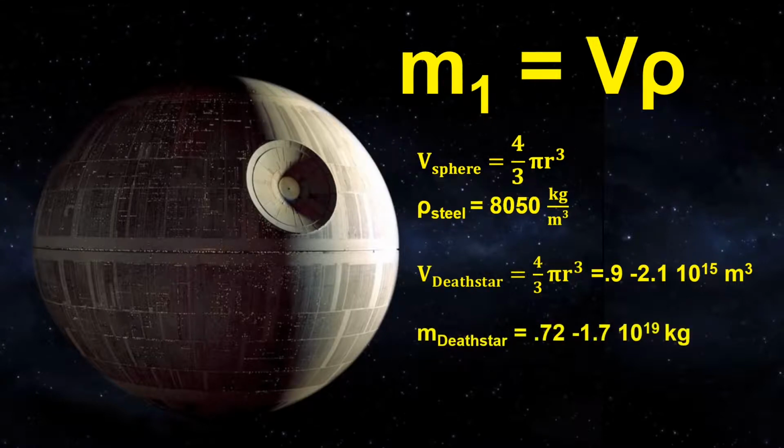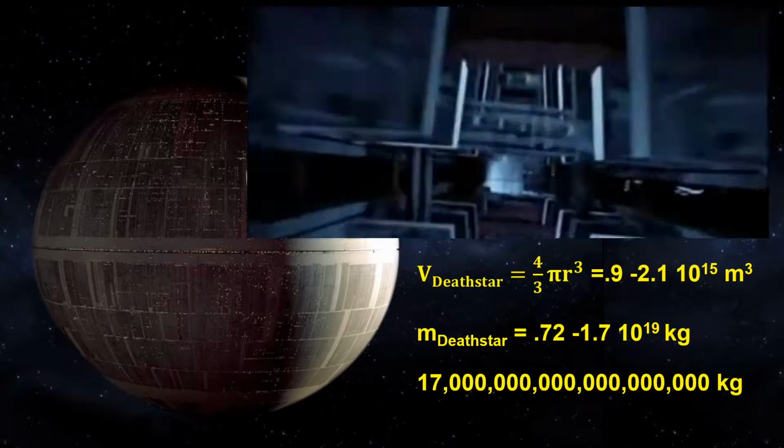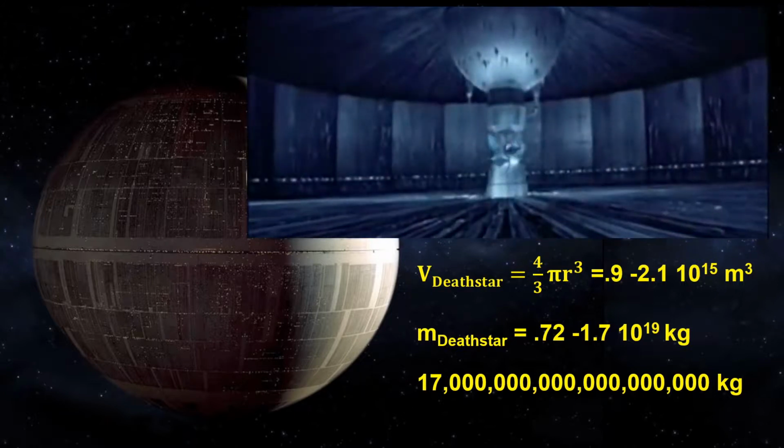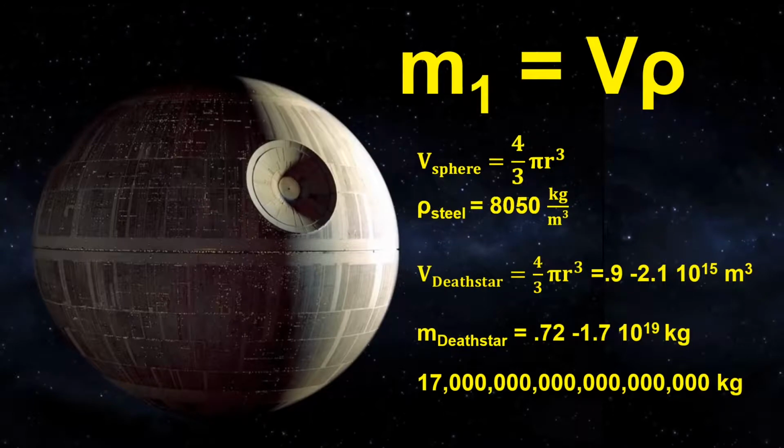The Death Star has a mass of around 1.7 times 10 to the 19 kilograms, or 17 quintillion kilograms. This does assume it's a solid sphere of steel. There is, however, a lot of hollow space within the Death Star. In fact, using the second Death Star as our example of the interior, there was so much space that multiple large spacecraft could comfortably fly through it. Therefore, we can think of this mass as a large upper limit.